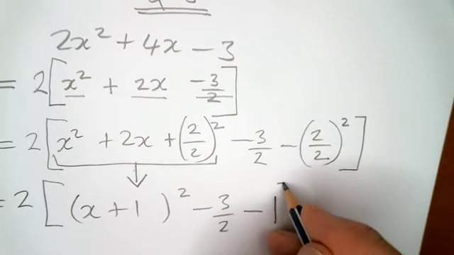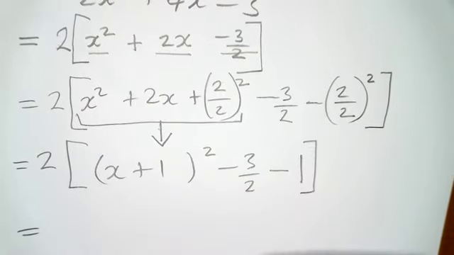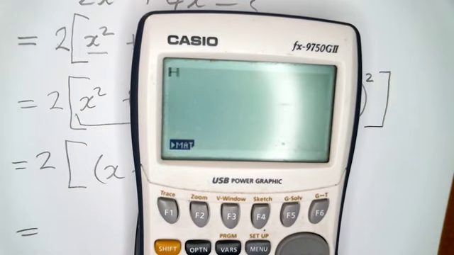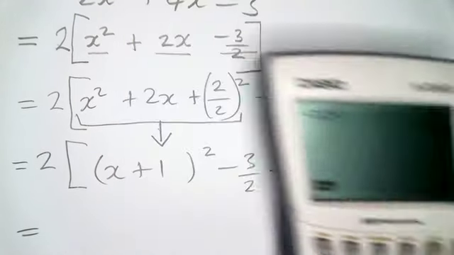Now this is where, by the way, if you're not really sure how to do this, just use your calculator. I mean, at the end of the day, it has to be right as well. So let's just go do that now. We've got negative 3 over 2 minus 1, and we get negative 5 over 2.